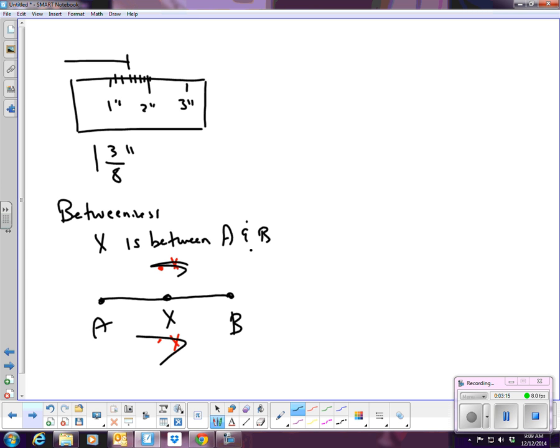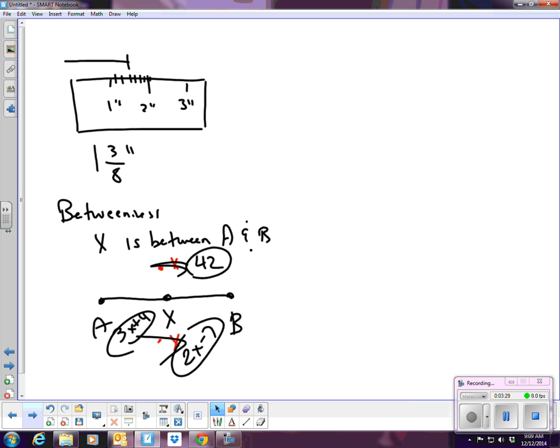So if I gave you an equation, like AX is 3X plus 4, BX is 2X minus 7, and the total is 42, how would I solve that? Well, you'd say this plus this equals 42 and solve it. You guys can do that.